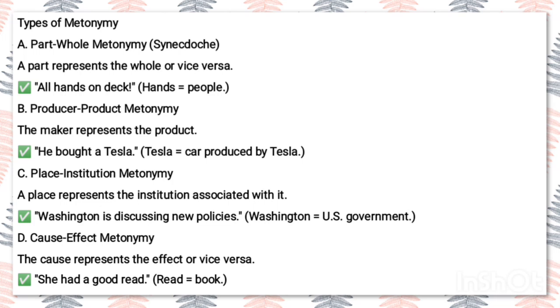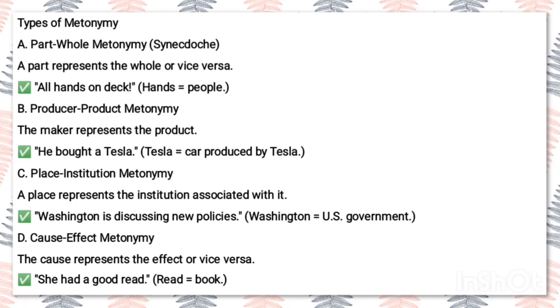Producer-product metonymy. In this case, the producer, that means maker, is used to refer to the product they produce. For example, he bought a Tesla. Tesla represents the car produced by the company.